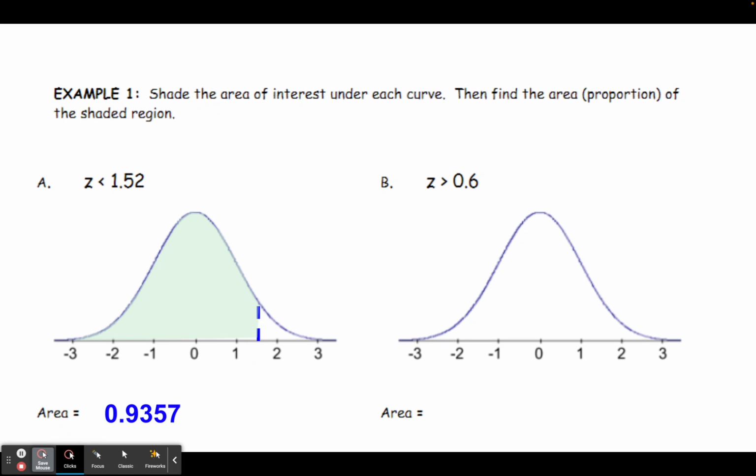And it's always a good idea to kind of ask yourself if your answer makes sense. Does it look like 93% of that curve is shaded in? I would say it probably does. We have almost the entire thing shaded in there.